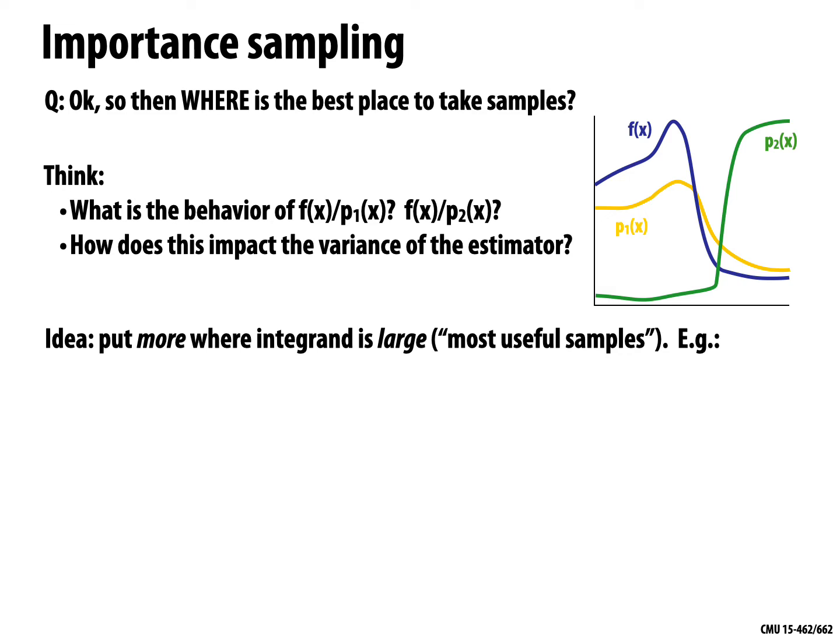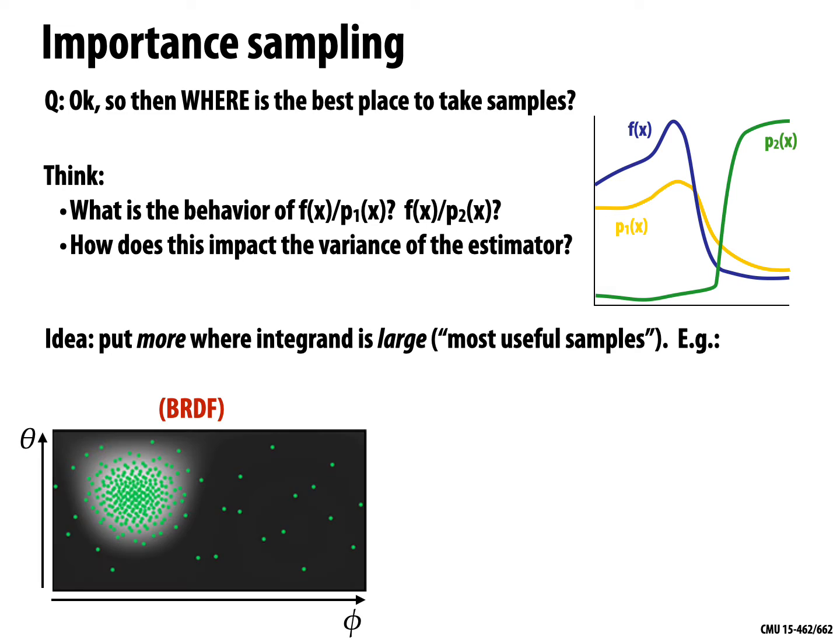We can think about this importance sampling thing not just for functions on the real line, but for all sorts of integrals that show up in rendering. So, for instance, if we think about the scattering function, the bidirectional reflectance distribution function, or BRDF, remember that's a function that says if I have light coming in from a certain direction, how much of it gets reflected out in a different direction.